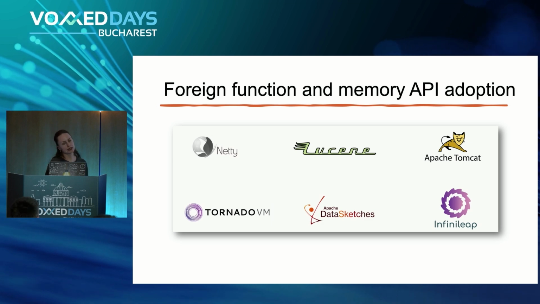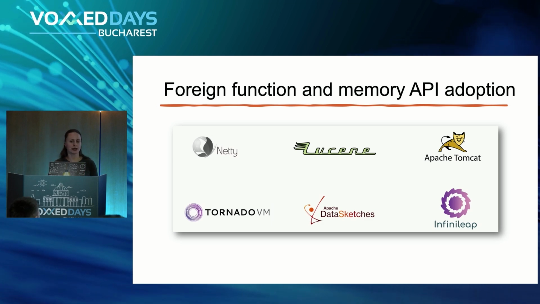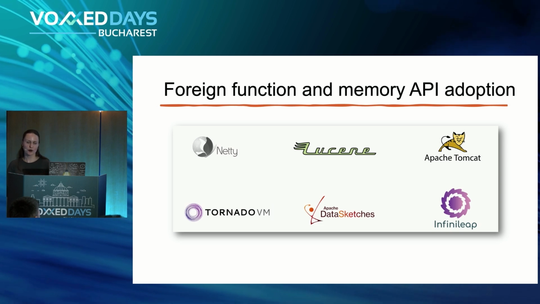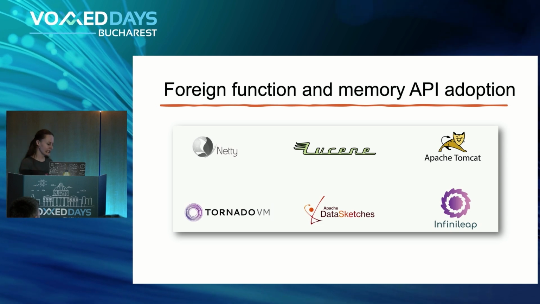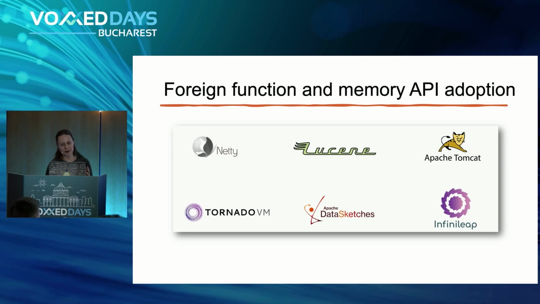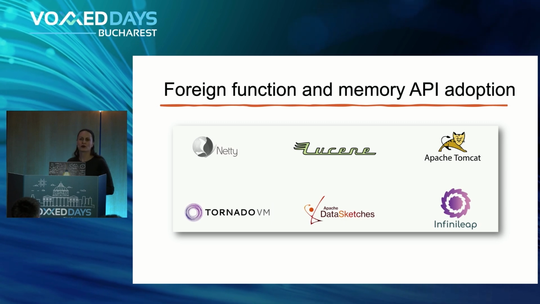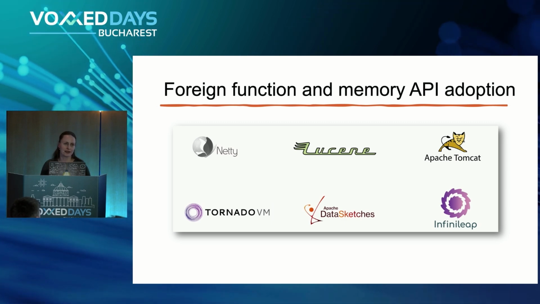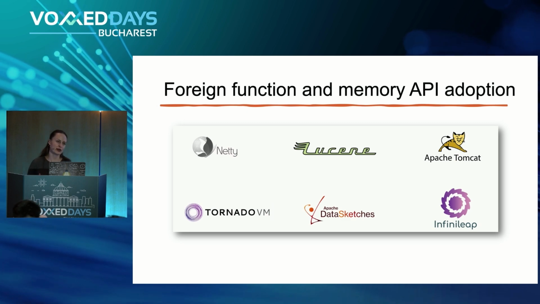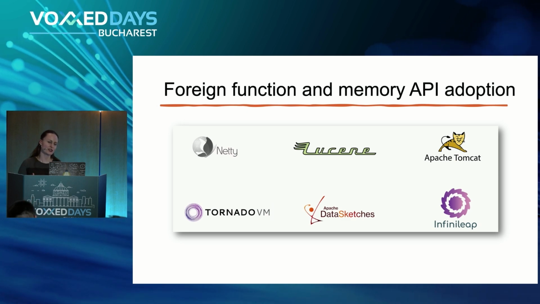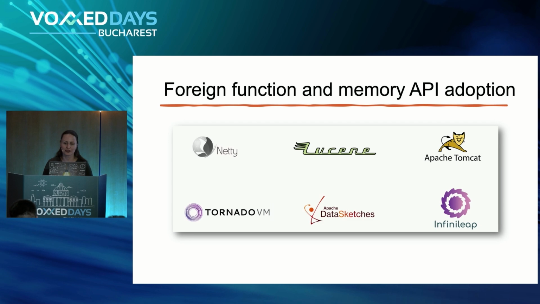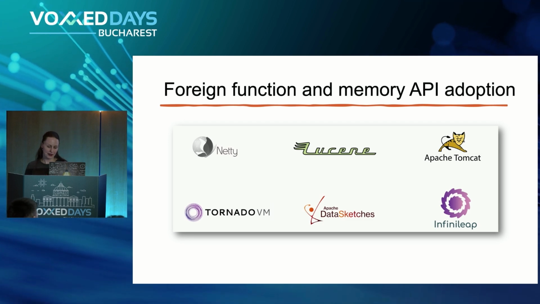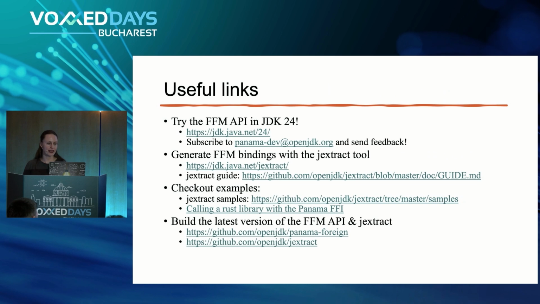For example, products like Netty, Lucene, Apache Tomcat, and more are already using what you saw today at a small scale, meaning the FFM API. And sometimes these libraries or others are using jextract in their build to generate their Java bindings, because you don't want to spend all the time coding everything from scratch when you can use a tool that generates things for you. So this is a bit over time, but something I had to say.